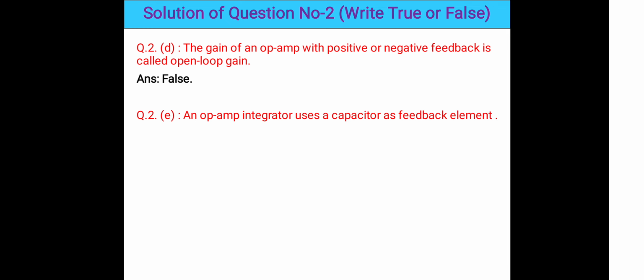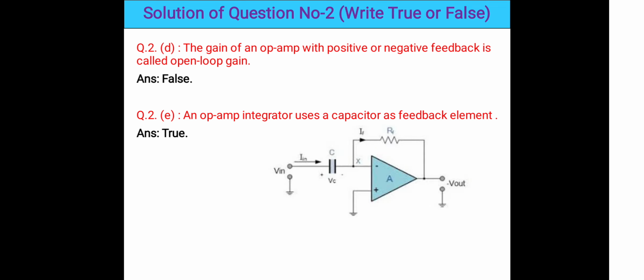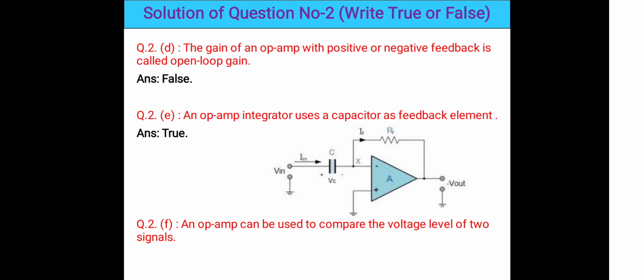An op-amp integrator uses a capacitor as a feedback element. This statement is true, because when you see the feedback path, here C and R, these two elements are used as feedback elements. So that's why the capacitor is also a feedback element. Next question, C. An op-amp can be used to compare the voltage levels of two signals. Yes, this statement is true, because sometimes an op-amp can be used to compare two voltage levels of signals.